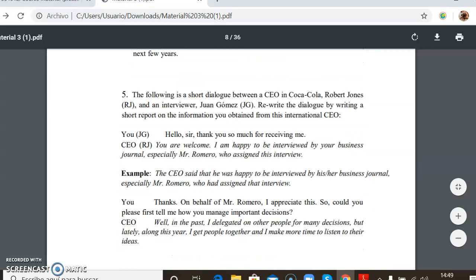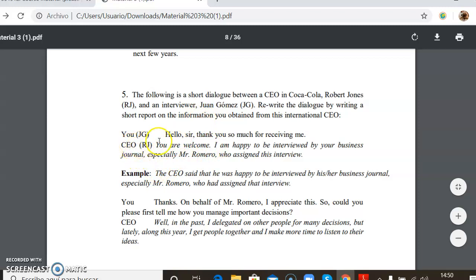Okay, and the last activity is number 5. This is a dialogue between a CEO. CEO, remember, this is the Chief Executive Officer, the president of a company, and then some person who is Juan Gomez. He's interviewing the CEO. So questions for the CEO and the CEO answers. So you have to write the indirect style. Remember, the indirect style, you always say what this person said.